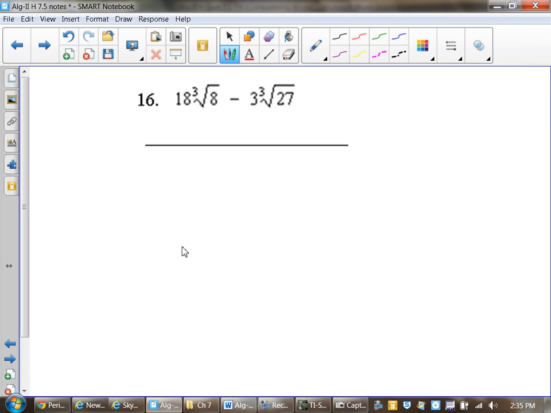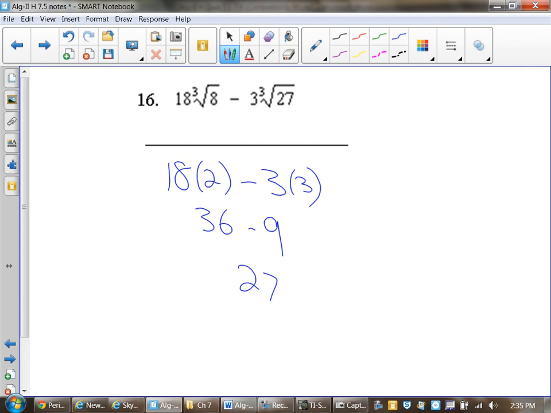What's the cube root of 8? 2. What's the cube root of 27? 3. What's 18 times 2? 6. What's 3 times 3? 9. Oh, yeah. I just put the whole thing in my calculator. Did it literally spit it out?